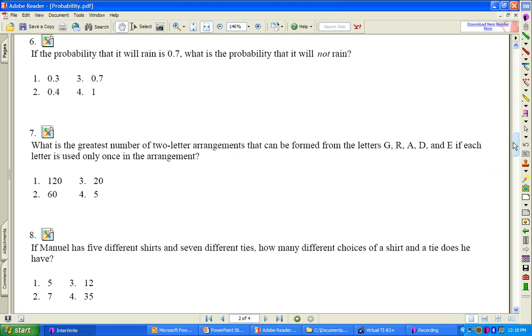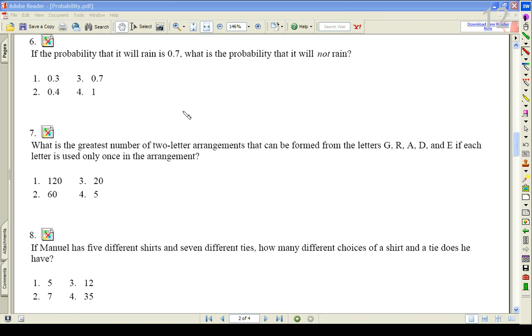Alright, question number 6. Question number 6 deals with the complement rule of probability. Complements of probability just really figure out what the chances of something not happening are. Now it's really easy to determine because the probability of something happening and the probability of something not happening always equal 1 when you add them together. That's the fundamental complement rule of probability. So what I'm going to do is take a look.